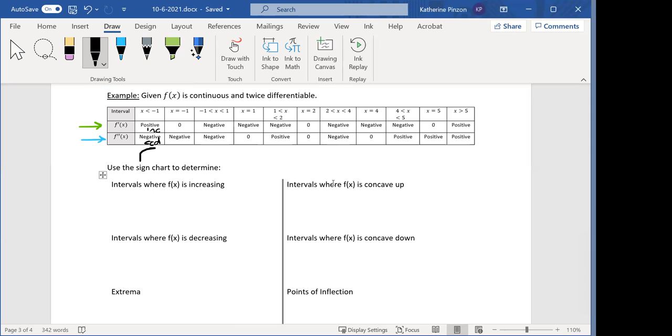Tell me what happens between -1 and 1. It's decreasing because the first derivative is negative. It's concave down because the second derivative is negative. So I need a shape that is decreasing and concave down. So look at your 4 shapes and hold me up. What does decreasing, concave down look like?